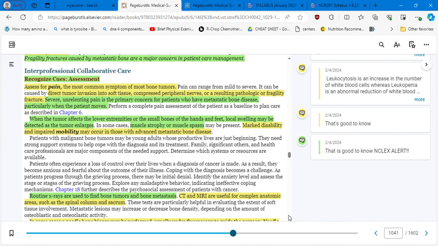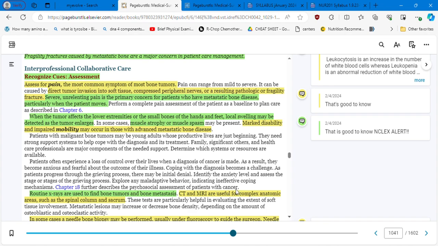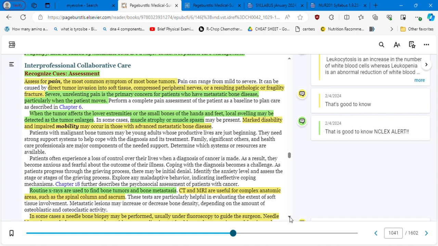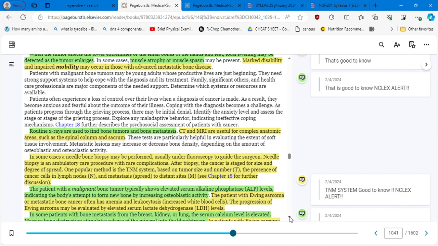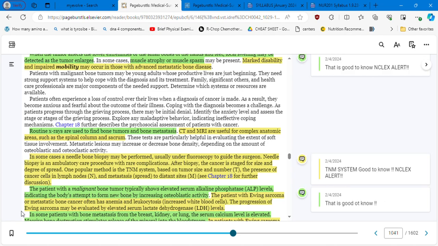That's good to know. Okay, so what types of imaging is the provider going to order? Probably routine x-rays are used to find bone tumors and bone metastases. CT and MRI are useful for complex anatomic areas such as the spinal column and sacrum. And in some cases, a needle bone biopsy may be performed, usually under fluoroscopy to guide the surgeon. Needle biopsy is an ambulatory care procedure with rare complications.